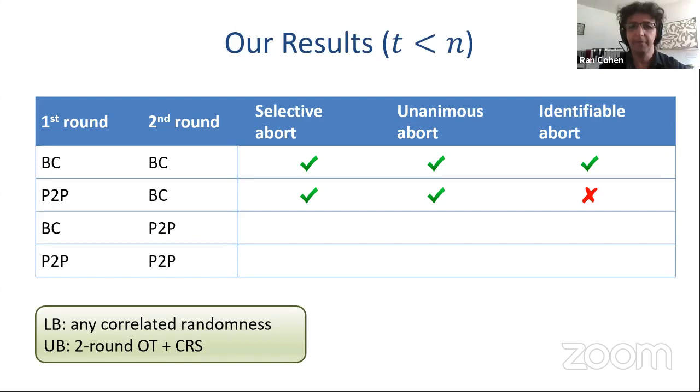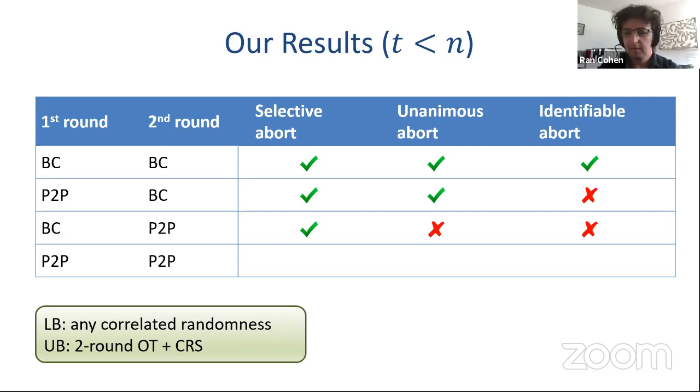Next, we show that if the protocol doesn't use broadcast in both rounds, identifiable abort cannot be achieved in general. So first we show that if the first round is over point-to-point, we can still get unanimous abort if the second round is over broadcast, but we cannot get identifiability. If the first round is over broadcast, but the second is over point-to-point, we show that we can no longer get unanimous abort. But we can still compute every function with security with selective abort.